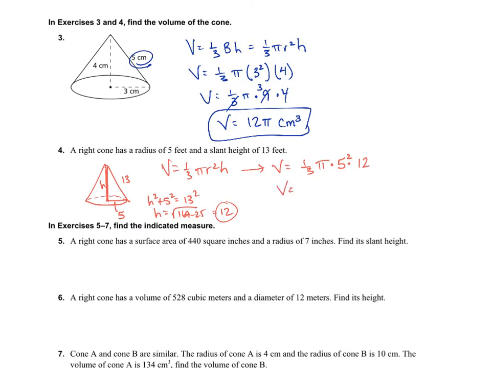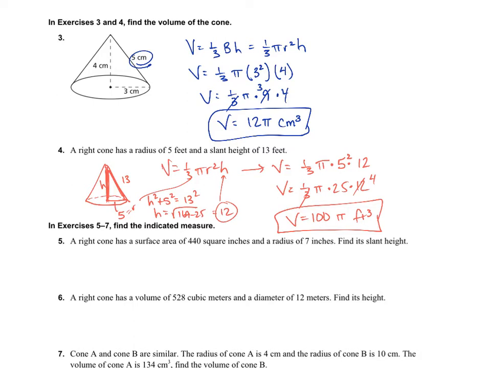All I did was plug the numbers in. Remember, this was your radius, and then we solve for the height. This is the height, that's the slant height, just to remind you. So 1/3 pi times 25 times 12. This will reduce with that to make that a 4. So the volume will be 100 pi cubic feet. All right, on to the next one.